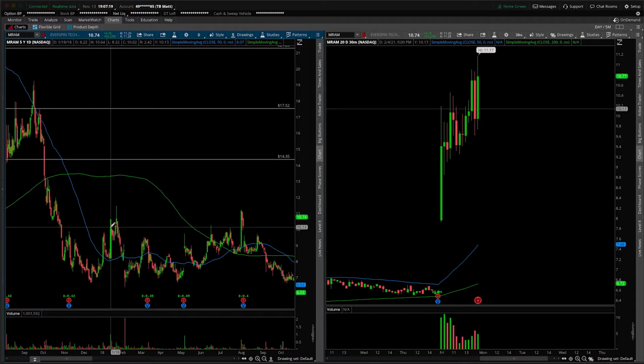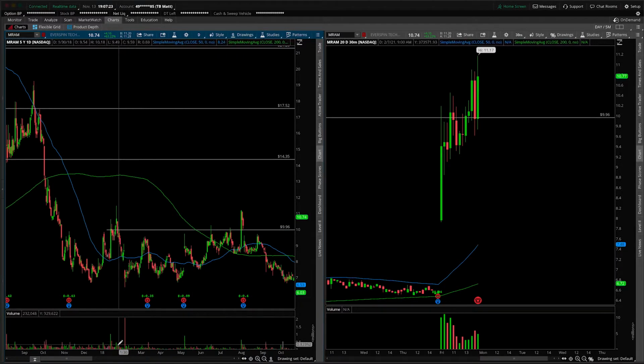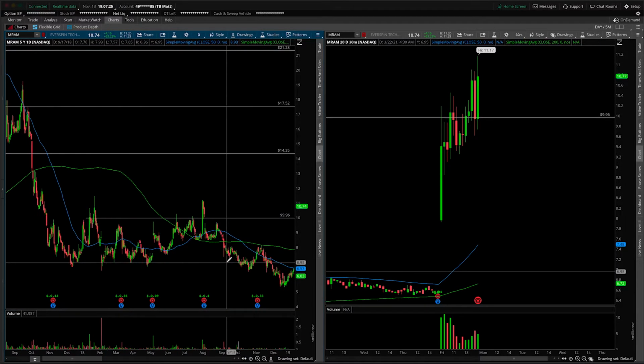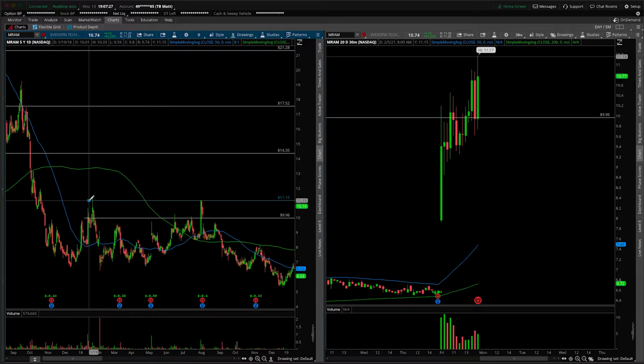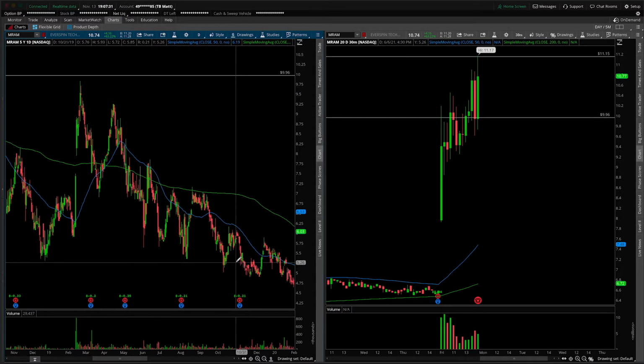I don't want to cherry pick the highs in here, so maybe we'll drop it down and call it around 9.96 or something, and that'll kind of be it for there. Maybe this double top. I don't know. Yeah, we'll go with 11.15. And then what else are we seeing? That's kind of it. All right.